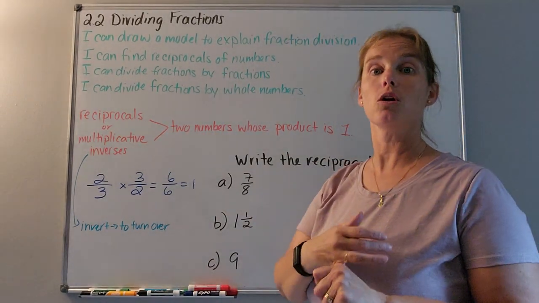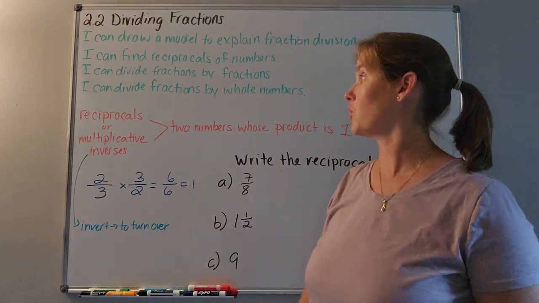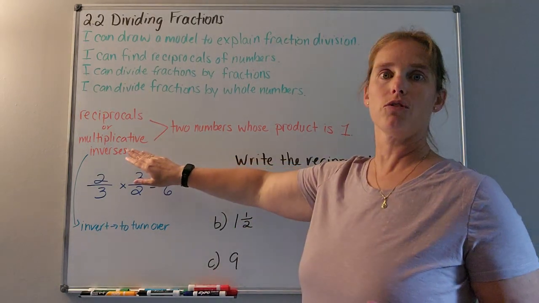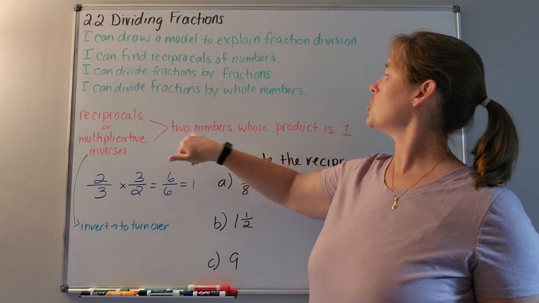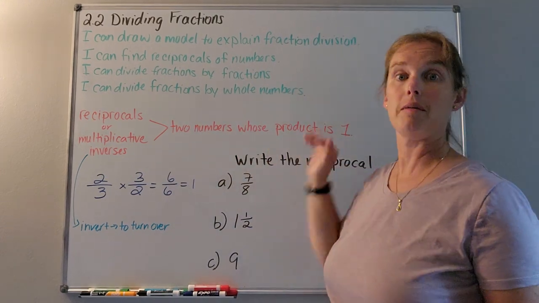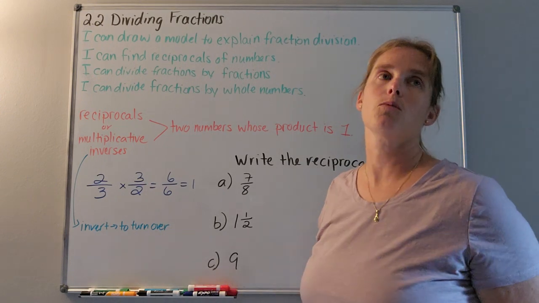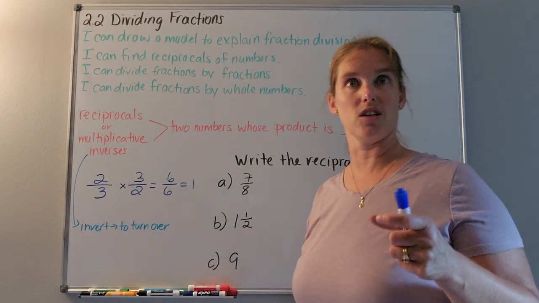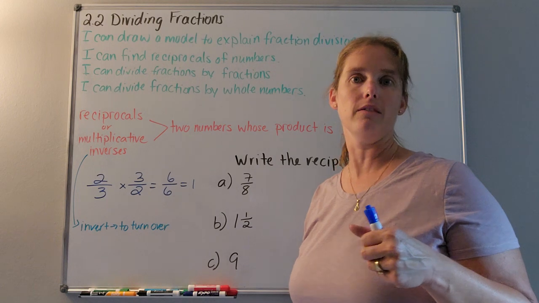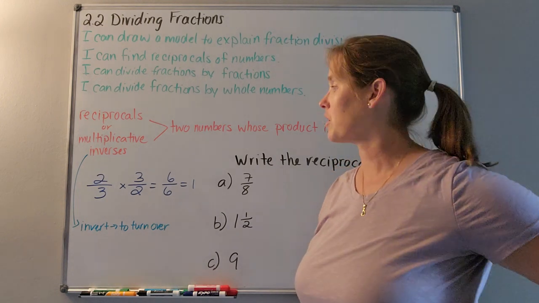So, reciprocals or multiplicative inverses, two different terms that mean the same thing. Two numbers whose product is 1. That means you multiply two numbers together, it equals 1. We often use the term reciprocal. I think it's a little easier to say and a little shorter than multiplicative inverse, but either word works.